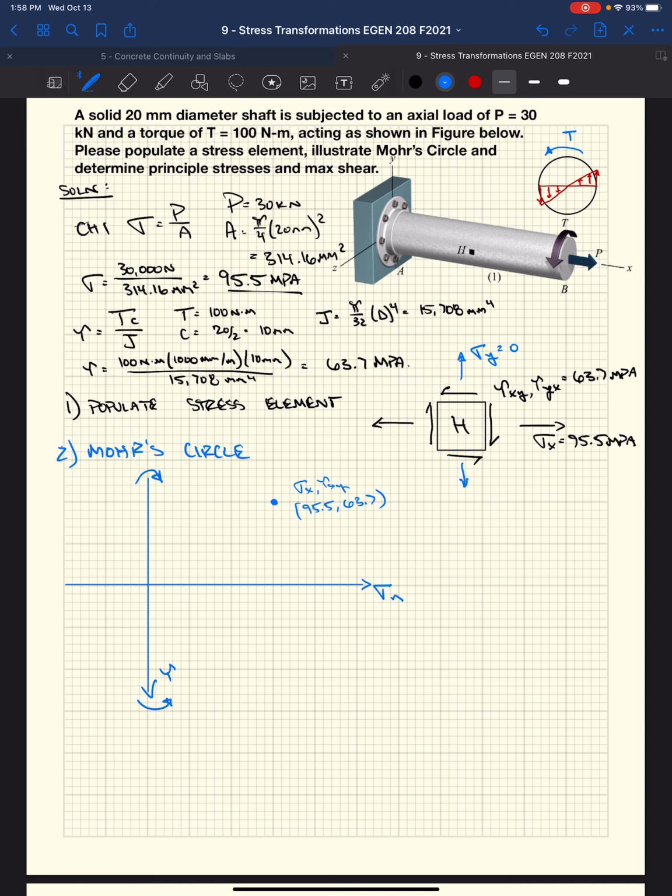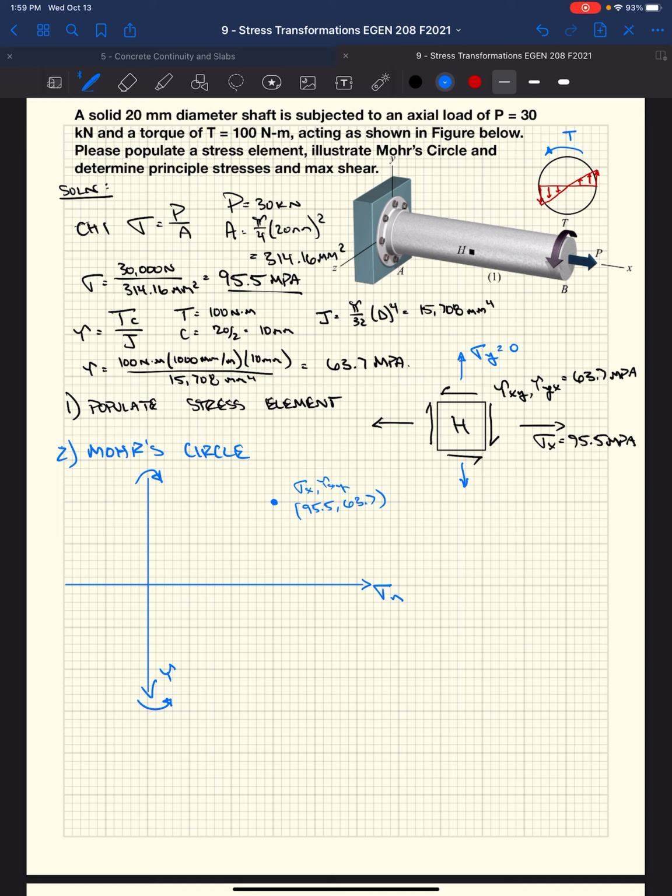Because it's also going clockwise, right? So it's above the x-axis. Because our shear stress is rotating this clockwise, we're above the x-axis. We have 63.7 as the y-axis value, and 95.5 on the x-axis. That's our normal stress. It's tension, so it's positive. It's on the right-hand side.